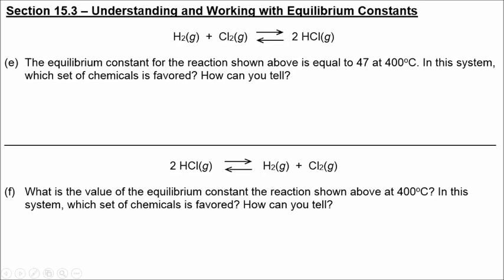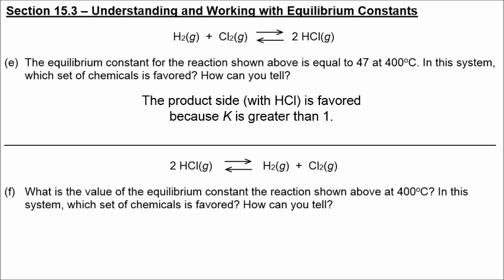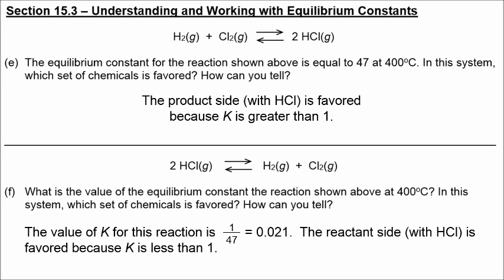Here we have an equilibrium constant of 47. Because that is larger than 1, we could say that the products are favored, so the side with the hydrogen chloride is favored because K is greater than 1. If we reverse the reaction, now the value of K would be 1 over 47. Because that value is less than 1, we would be favoring the reactants, but we're still favoring the side with hydrogen chloride on it.